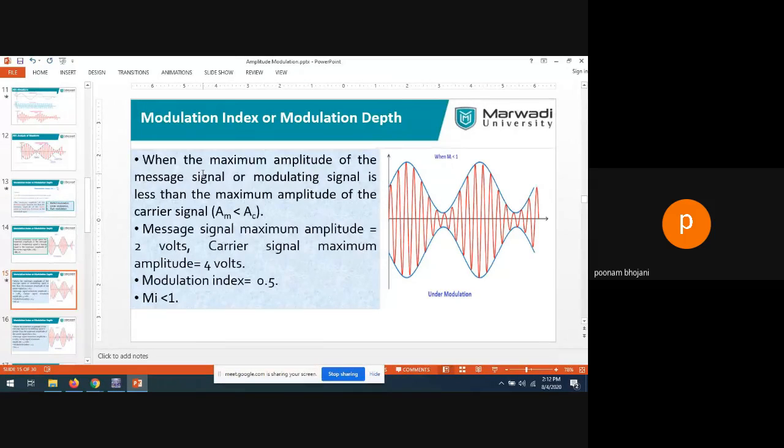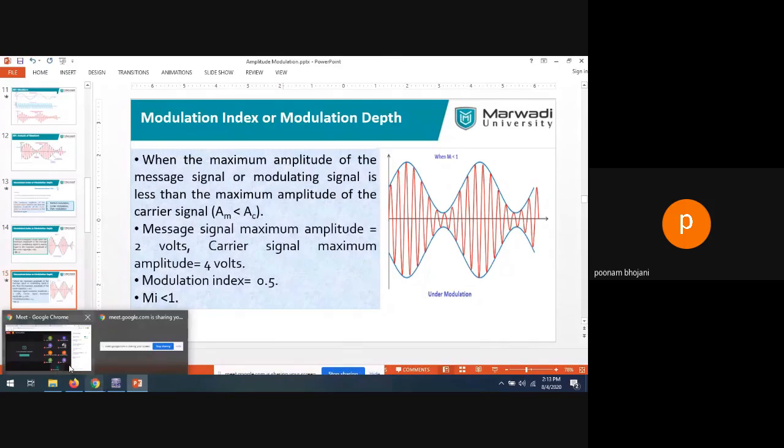So under modulation is when the maximum amplitude of the message signal or modulating signal is less than the maximum amplitude of the carrier signal. Let's say message signal maximum amplitude AM equals 2 volts and AC equals 4 volts. So what will be the modulation index? 2 upon 4, that is 0.5. So in this case, MI is less than 1. And the last case is over modulation. So in over modulation, can anyone say what will happen?